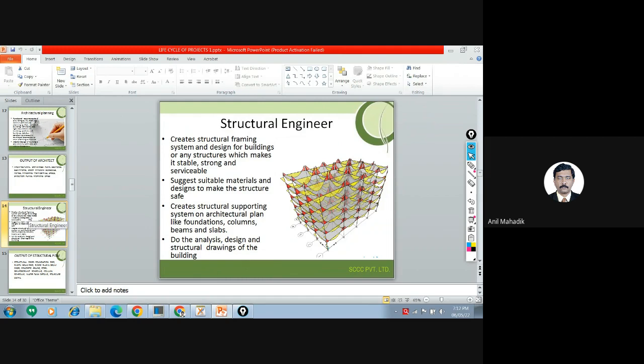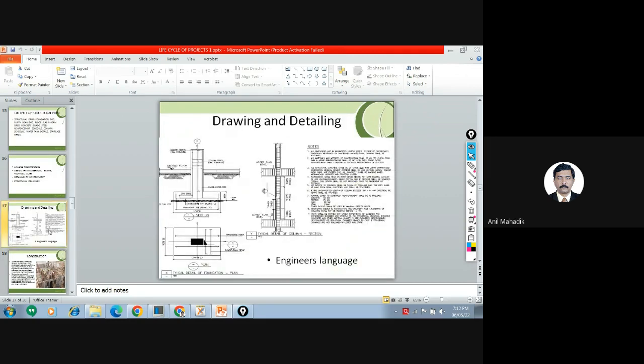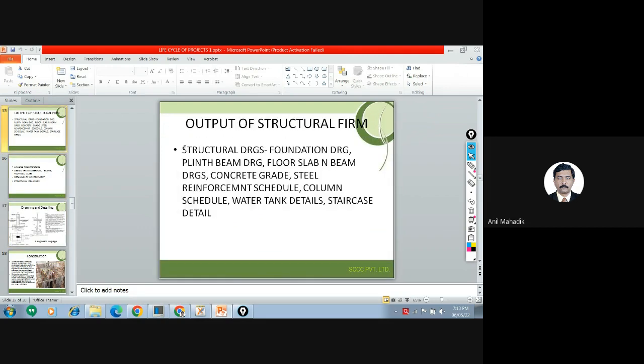Then what a structural engineer does in the office and what processes are involved in structural engineering from start to end, from architectural drawing study till structural drawing preparation. We generally submit the structural drawings to the site for construction. These are the outputs of a structural engineering firm: foundation drawings, plinth beam drawings, or floor beam drawings. Then we specify the grade of concrete, grade of steel. We give the reinforcement schedule of beams and columns. We even give the details of water tanks, their reinforcement sizes, and staircase details.